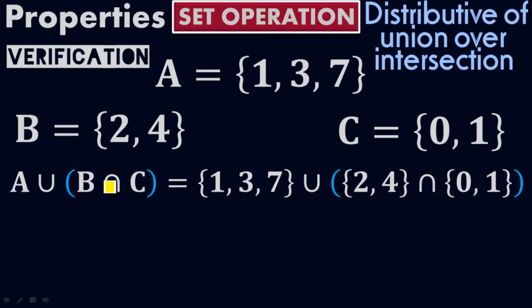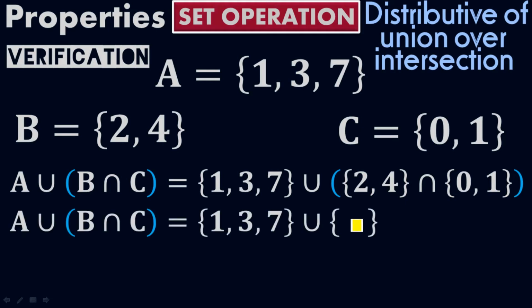This is the left side of the distributive property, which is A union (B intersection C). Plug in the value of A, which is {1, 3, 7}, the value of B, which is {2, 4}, and the value of C, which is {0, 1}. First, take the intersection of the two sets inside the parentheses, {2, 4} and {0, 1}. Their intersection will be the empty set.